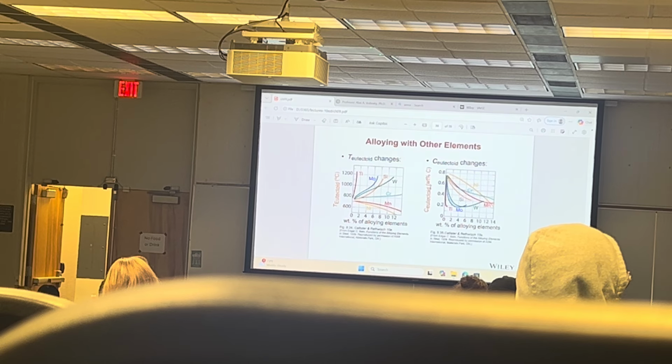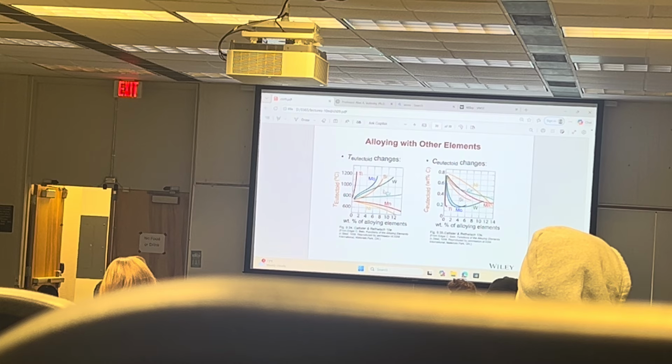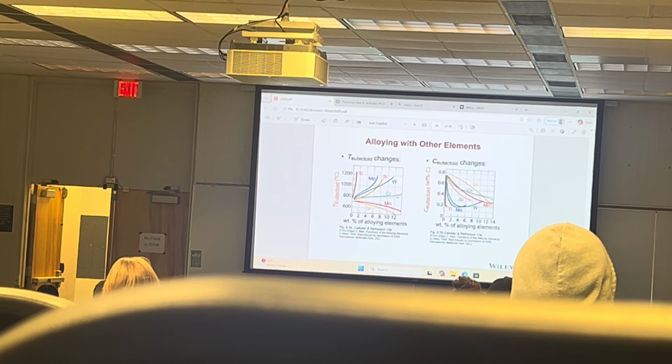All of this stuff is expensive. The concentration of the eutectoid changes, so you can also change the concentration. It's all written here as the weight percent of those alloying elements. So if you try to make stainless steel, you add chrome and nickel.